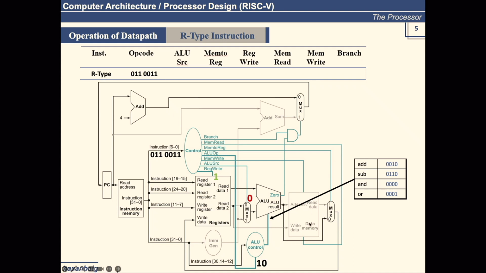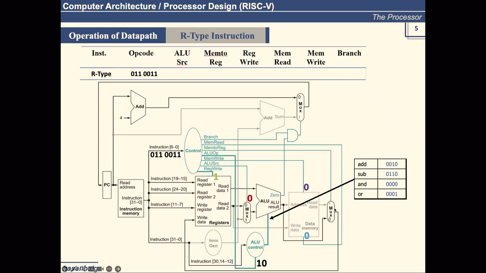But what about the memory? This control signal is mem read, and this one is mem write. What will be the value of the mem read and mem write signals? Both are 0, because in an R-type instruction we do not access memory. We neither write to nor read from the memory, so both of them should be 0.